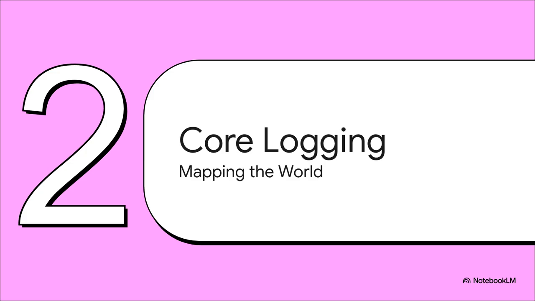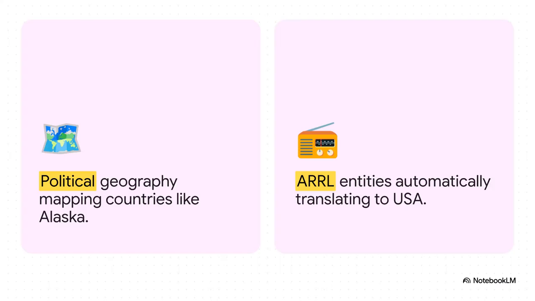Moving right along, let's jump into section 2, core logging, mapping the world. When you're logging global contacts, geography can get surprisingly complicated. SWLog relies heavily on visual maps. But map makers use standard political geography, and that doesn't always line up with amateur radio standards. Take the real world, for instance.